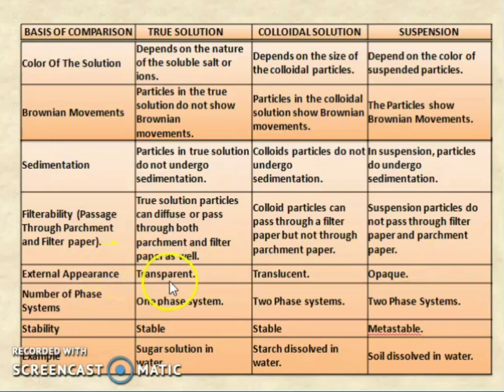External appearance: true solution is transparent, colloidal is translucent, and suspension is opaque. Number of phase system: true solution is a one phase system, colloidal is a two phase system, and suspension is also a two phase system. Stability: true solution is stable, colloidal is also stable, and suspension is metastable, which we can call unstable. Examples: sugar solution in water, starch dissolved in water, and soil in water. So these are the differences between true solutions, colloidal solutions and suspensions.